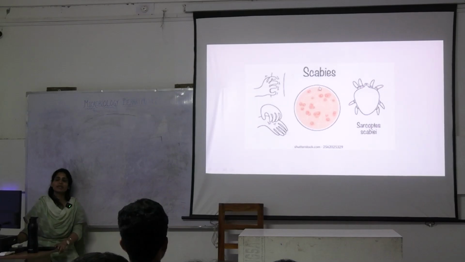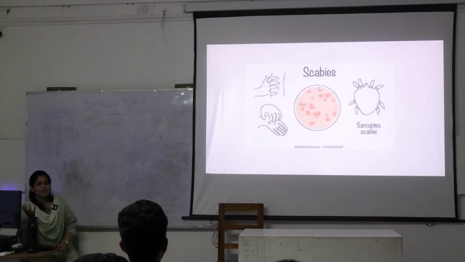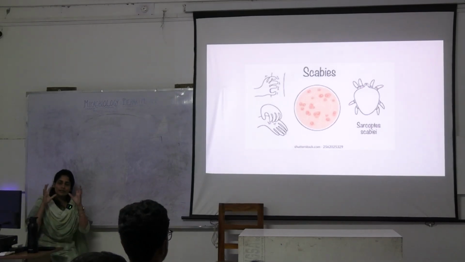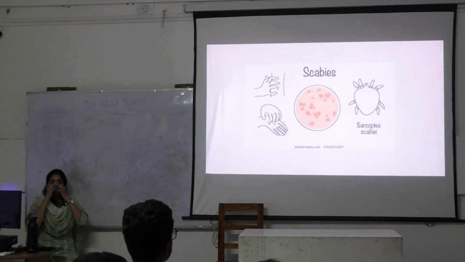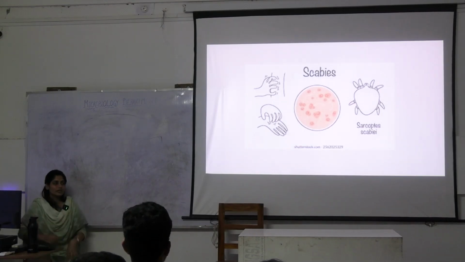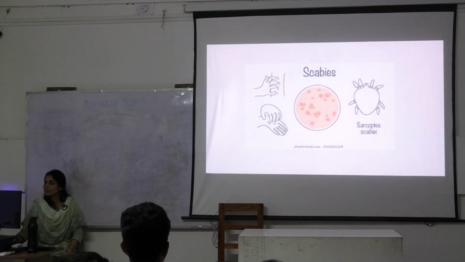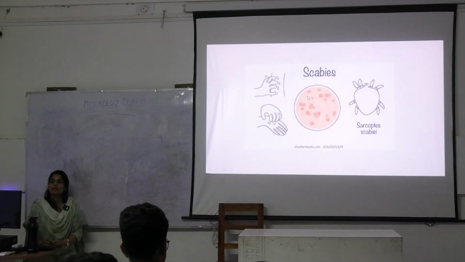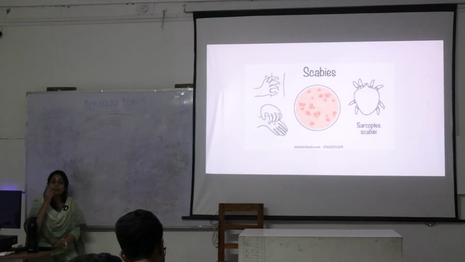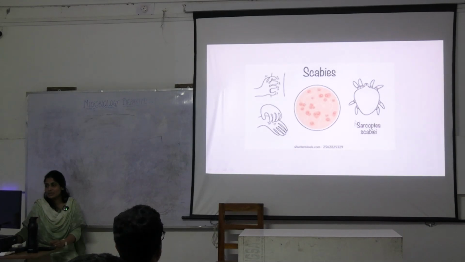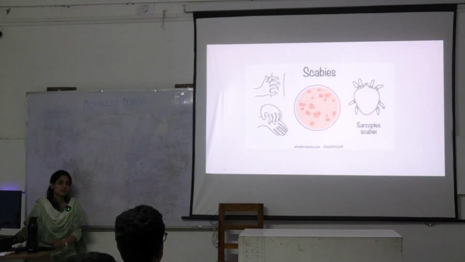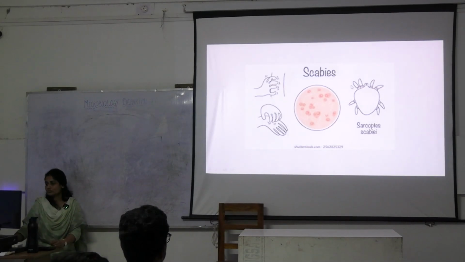What is an ectoparasite? Ectoparasites are residing on the surface of the body. Ectoparasites are residing on the body. So this mite, this Sarcoptes scabiei mite, where is it residing? On the epidermis. It resides where? In the stratum corneum.